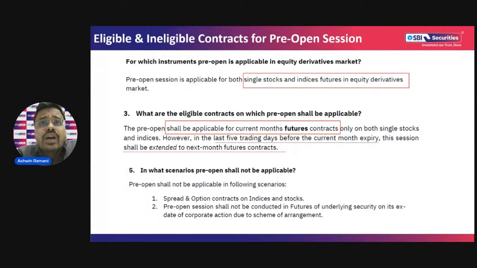All good until now? Is the second slide clear? If you all can let me know in the chat box. All good. So normal pre-open from 9 to 9:15. Second, हमने देखा कि कौन से contracts में eligible है, कौन से contracts में eligible नहीं है. We'll come to that part, Harish ji. What happens after the market orders? We'll come to that part. Okay. All good. Superb.